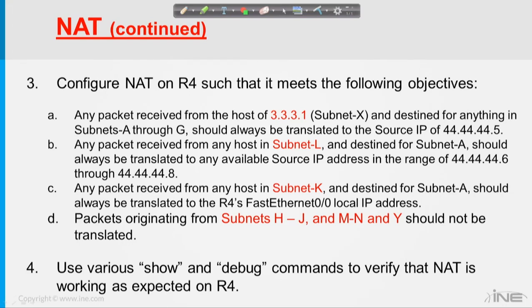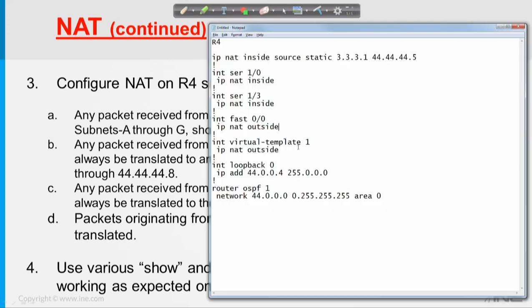Dynamic NAT does require that we create an access list to match on the packets that we want to translate, and that we create a NAT pool. And that pool will have addresses from 44.6 through 44.8 available. So we said subnet L will be the source. Let's go ahead and create our access list. We'll just use a standard access list for this. Access list 1, permit, subnet L is 190.190.8.192, and it's /27, so that'll be 0.0.0.31.